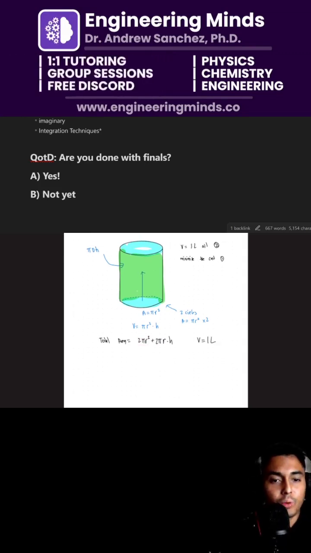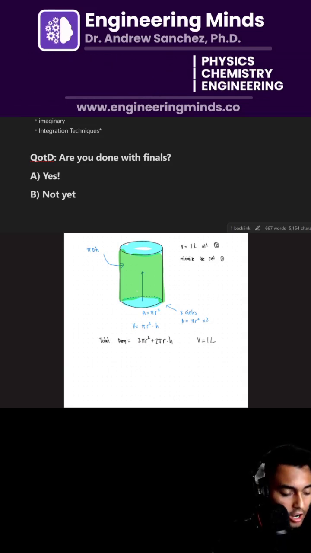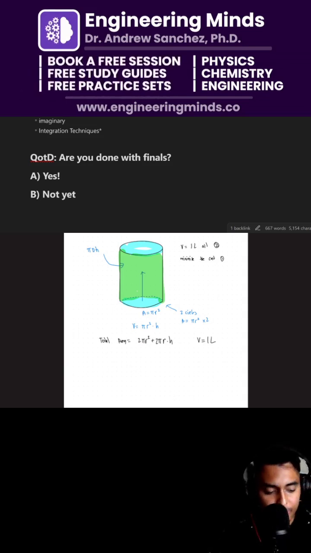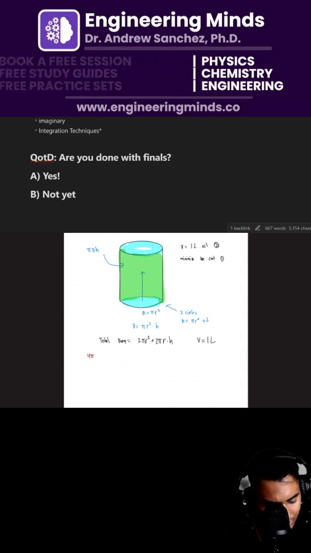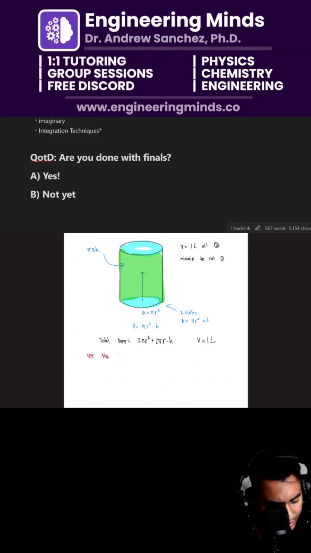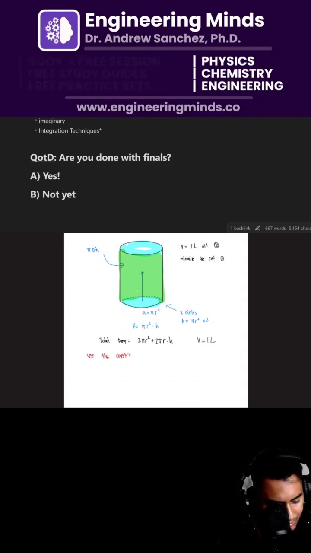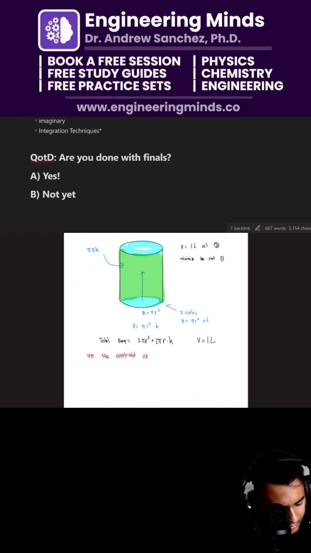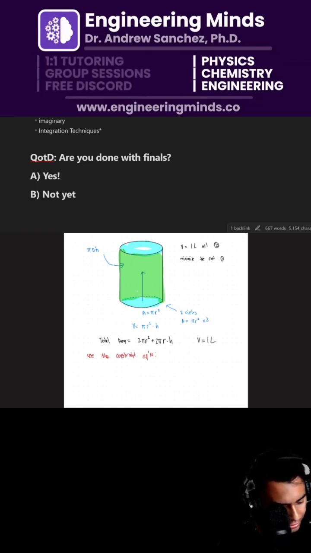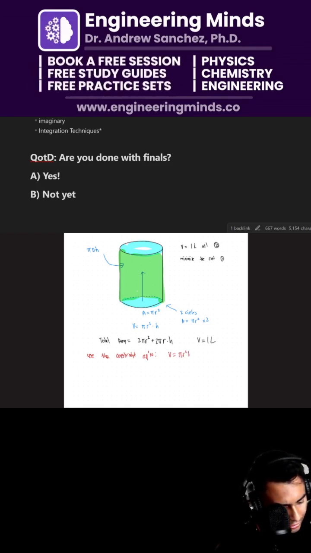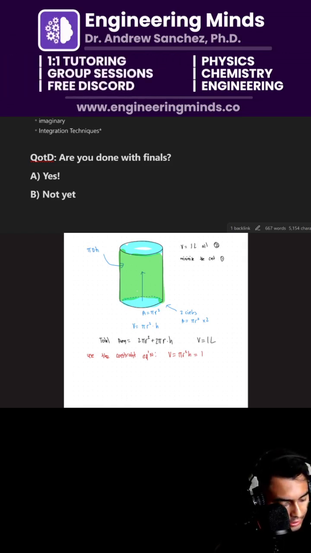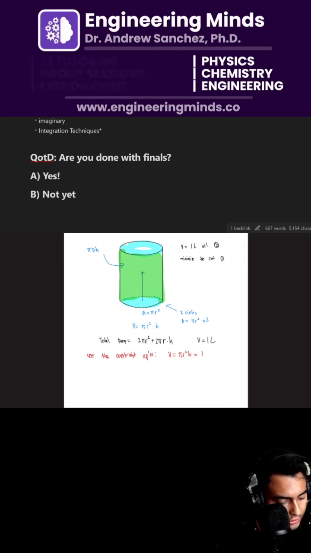So you might say, wait, what am I supposed to differentiate? Aha, this is the key that everyone forgets. Use the constraint equation. Don't differentiate until you use the constraint equation. Okay, so the constraint equation is pi r squared h equals 1 liter. Okay, 1 liter. So now I can solve for whatever I want here.